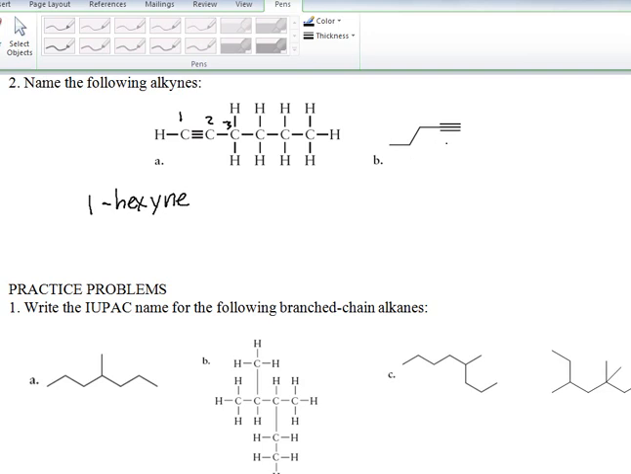Over here, we have the skeletal line structure. We need to count carbons. 1, 2, 3, 4, 5 carbons. So it's pentane, but because it's an alkyne, it's pentyne. We need to start numbering by the end nearest the alkyne. That's going to be the right end. 1, 2, 3. We don't have to number any further. The alkyne is nearest to carbon 1. So again, it's 1-pentyne.